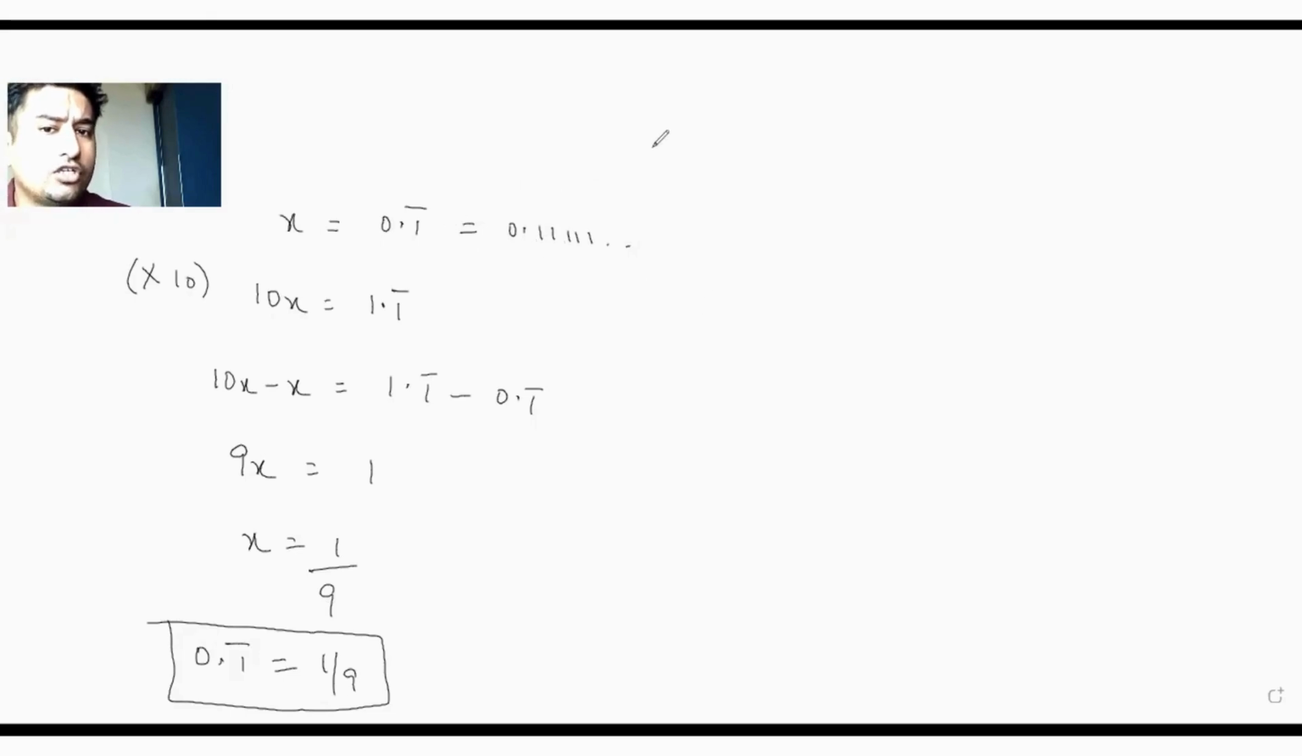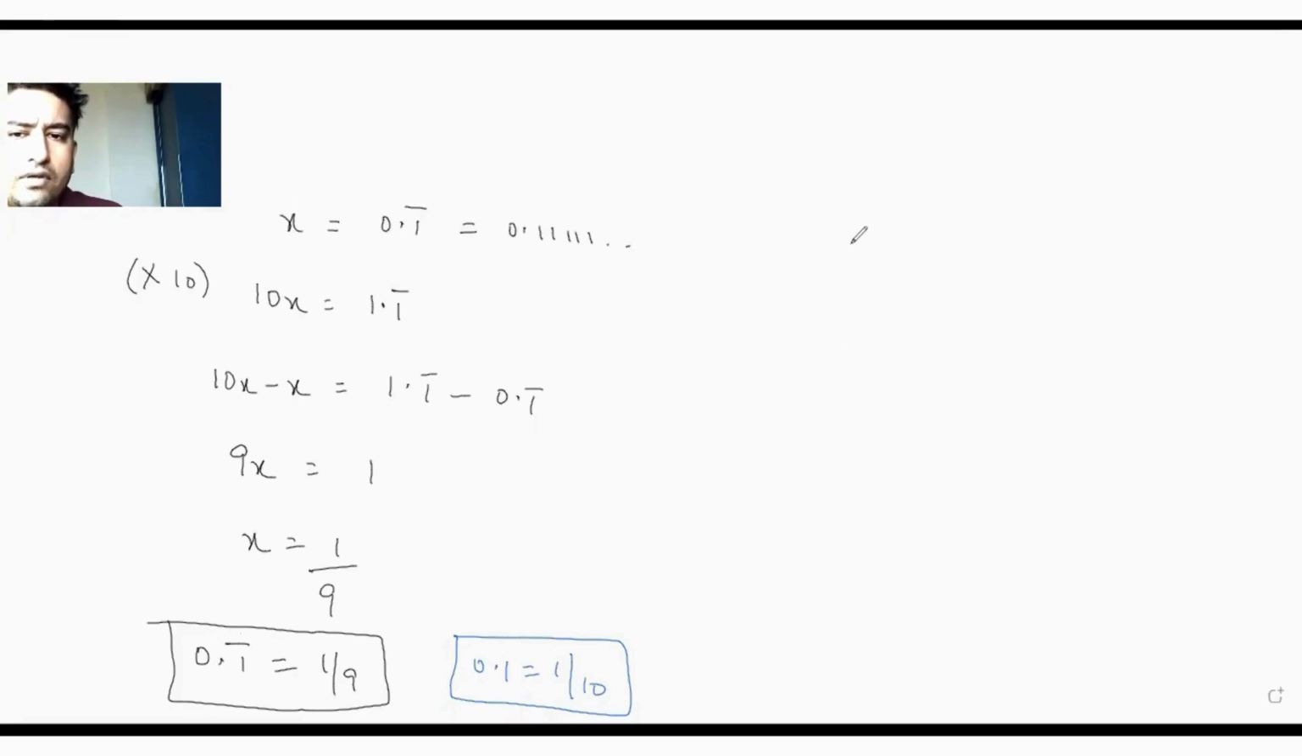Now talking about the shortcut, how do I convert any recurring decimal into fractions? So observe here, 0.1 bar is 1 by 9, whereas 0.1 would simply be 1 by 10. So what do we learn from here? Whenever there's a bar, to convert that, there's a 9 in the denominator. Whenever there's no bar, there is a 10 in the denominator, or a 0 in the denominator.